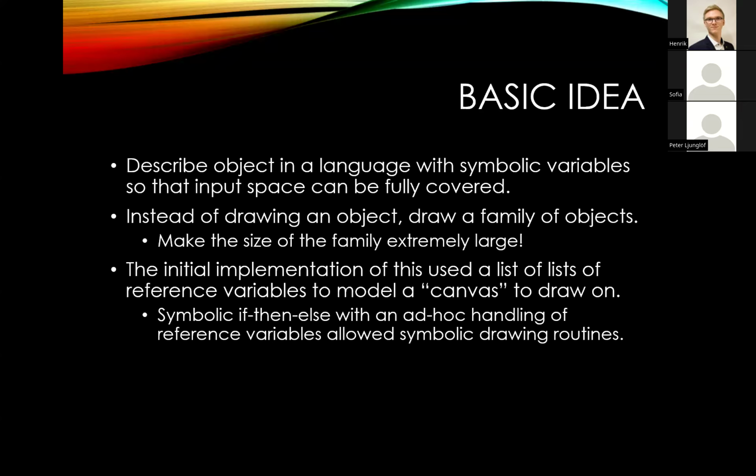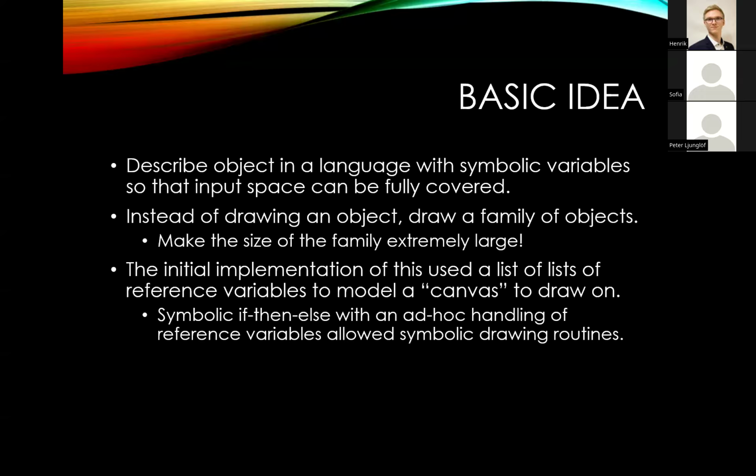But basically the idea is to describe the object in a language with symbolic variables, so that we can encode a large family of images by variables effectively. So you can encode a large number of circles in various places and sizes and so on and so forth on a canvas, or boxes, or whatever else you want. And by having enough variables, we get a very large number of images we can represent.